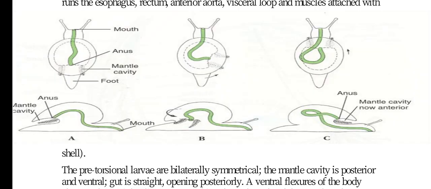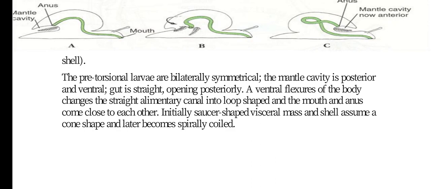Here you can see the torsion. When a prey is attacked by parasites, it will be involved. Here are some parts: the mouth, anus, mantle cavity, and foot, which are involved, as in the diagram. You can see that a torsion at a 180-degree angle occurs. The pre-torsion larvae are bilaterally symmetrical. The mantle cavity is posterior and ventral. The gut is straight, opening posteriorly.